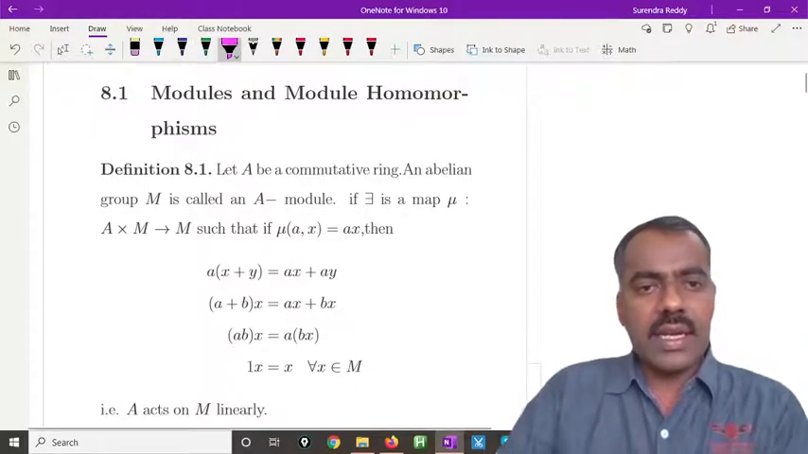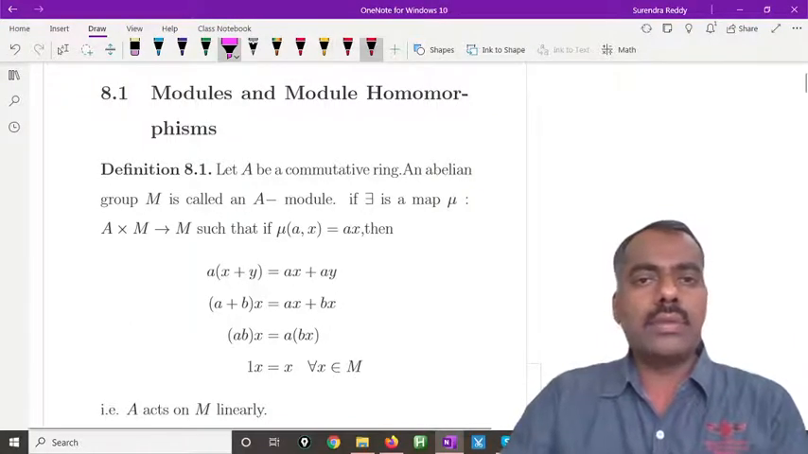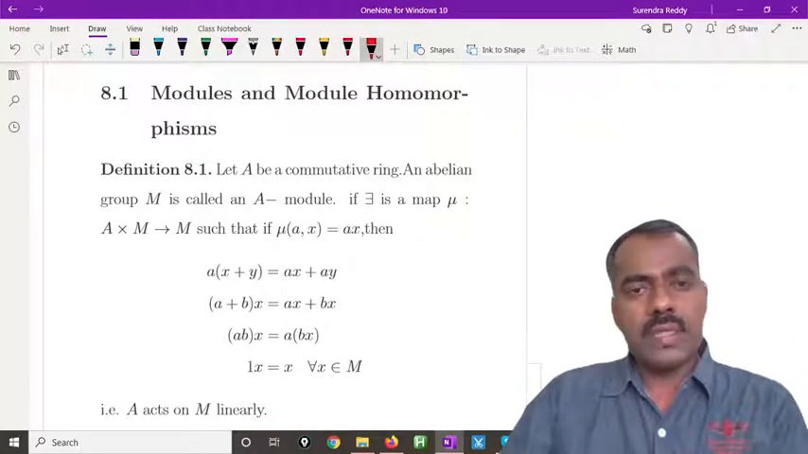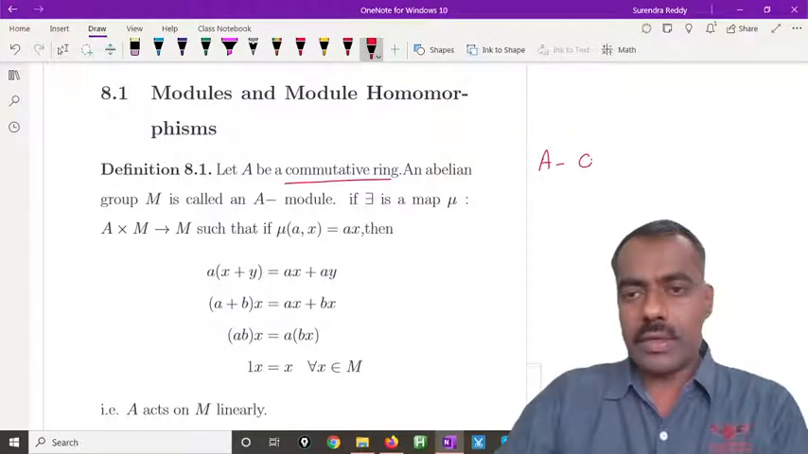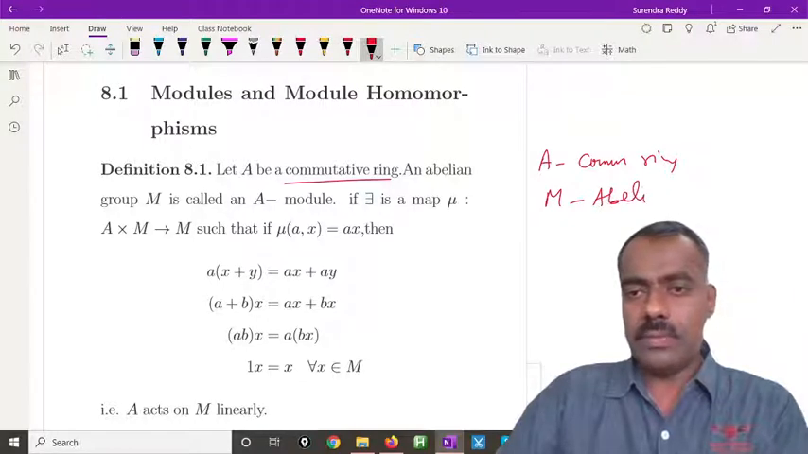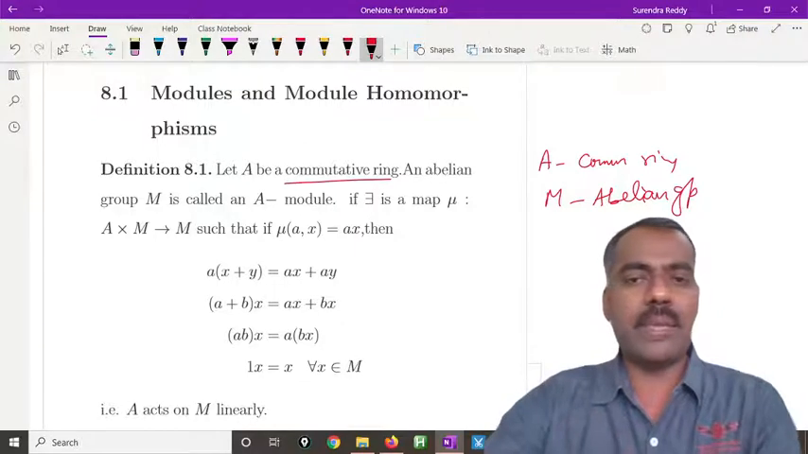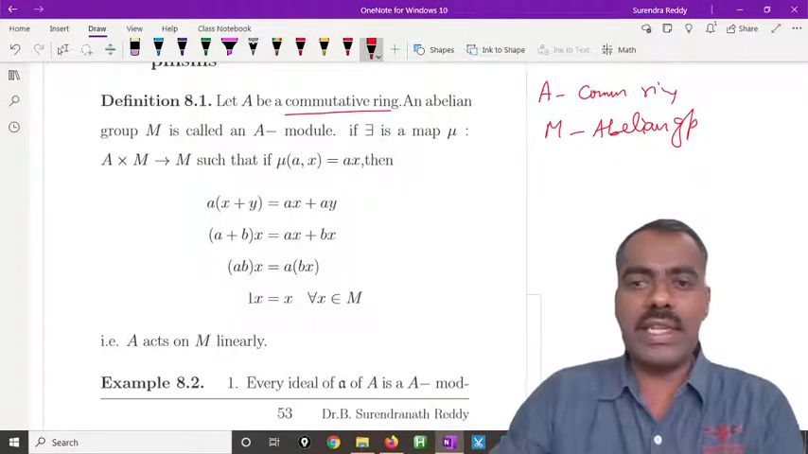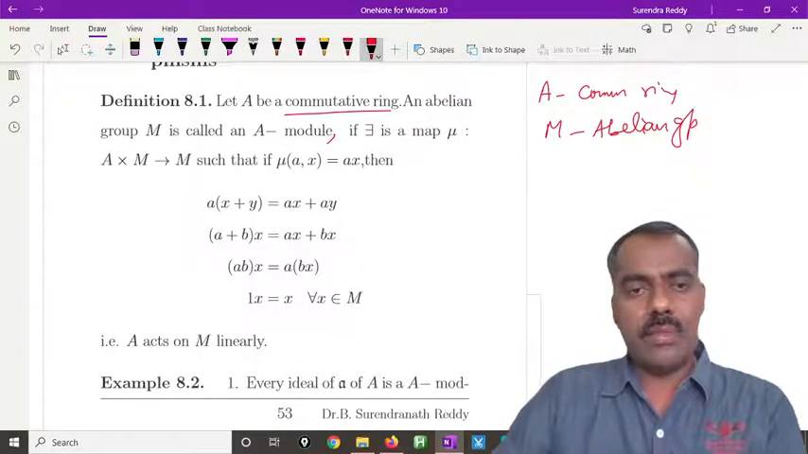So let A be a commutative ring. Throughout this lecture series, we will consider a commutative ring with unity. Then you take any abelian group M. So A is a commutative ring, and M is an abelian group, that is, M is a non-empty set and M with the operation plus is an abelian group. This M is called a module over A, or an A-module, if there exists a map.